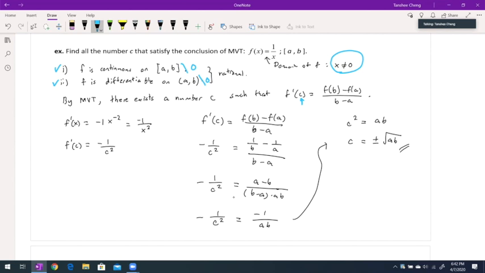And when you evaluate it at c, because we don't know what that particular value is, we want to look for it. So when we evaluate at c, that will become negative 1 over c squared.